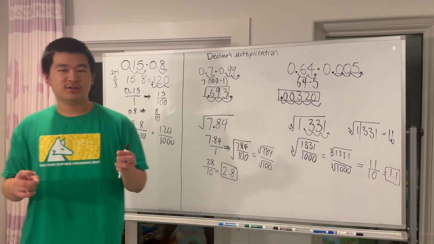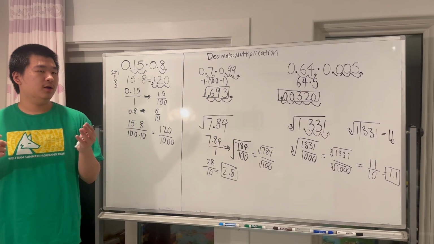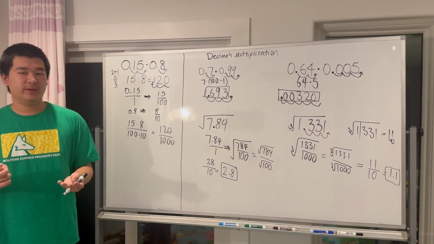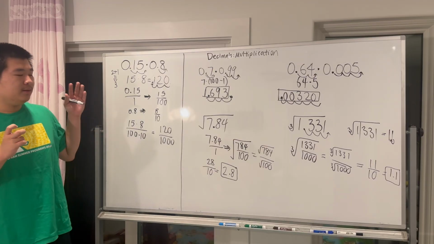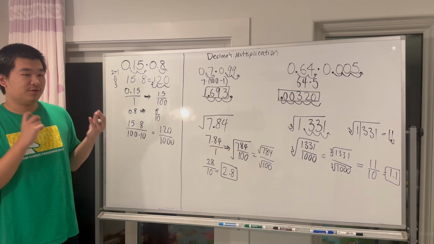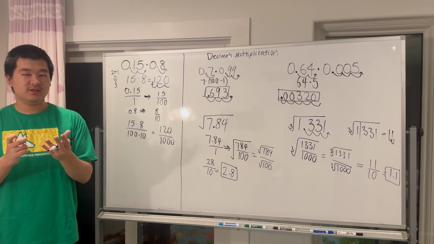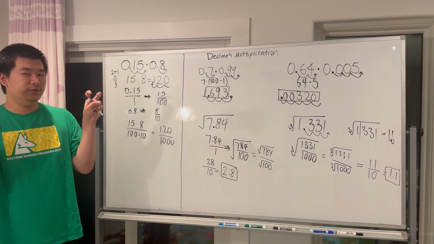So hopefully that serves as a good introduction or recap on how decimal multiplication and square roots and cube roots work. Essentially, it boils down to how you express these as fractions, but you can definitely just remember this by doing the how many times should I move the decimal place thing.